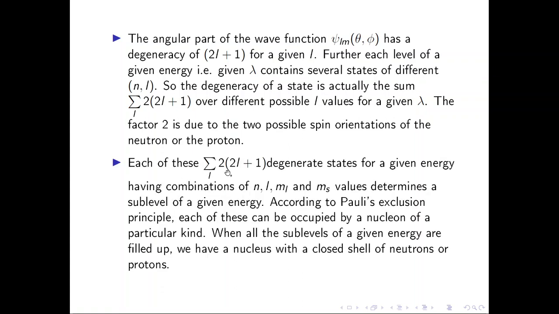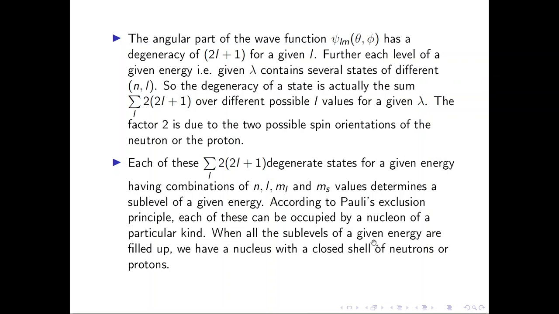Each of these summation over L of 2(2L plus 1) degenerate states for a given energy, having combinations of n, L, m_L and m_S values, determines a sublevel of a given energy. Now according to Pauli's exclusion principle, each of these can be occupied by a nucleon of a particular kind.